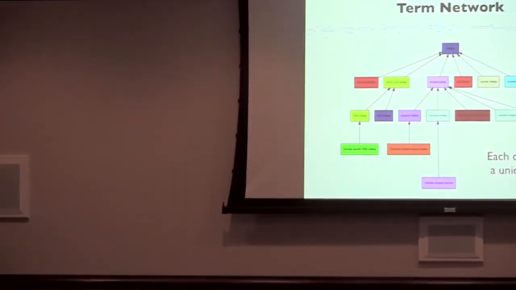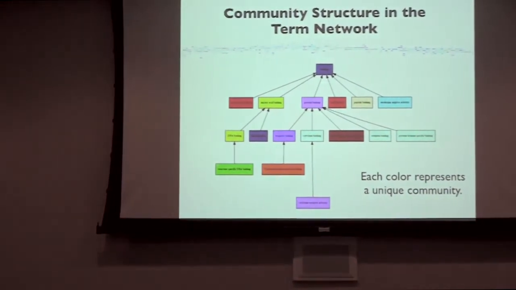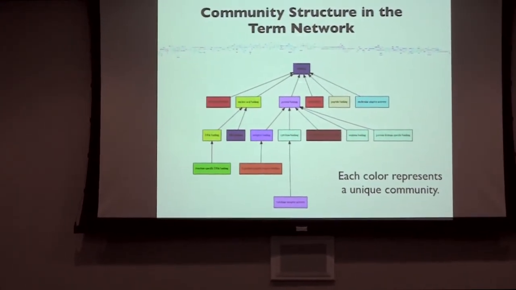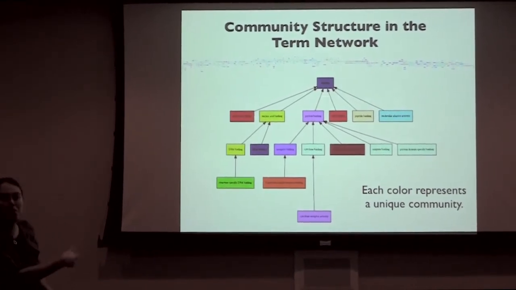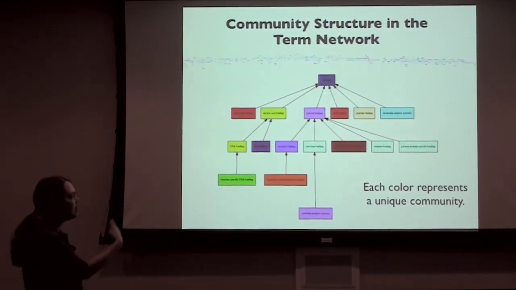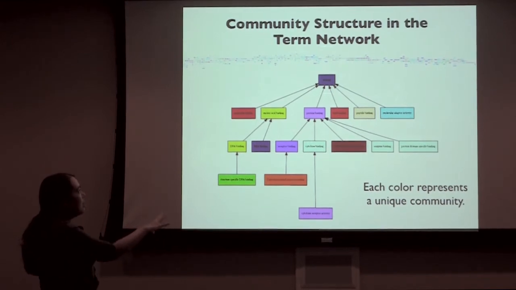Exactly. Okay, so this is just a close-up. And you see you get some things within a branch. So this is a lower level branch, and now I'm coloring it by communities. And you have some kind of enrichment between the communities and the branches.